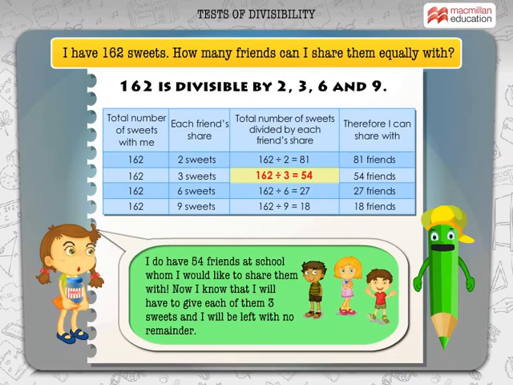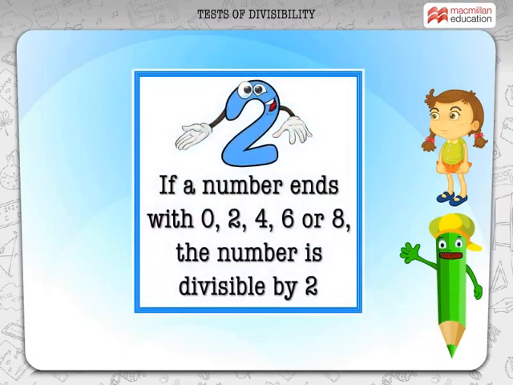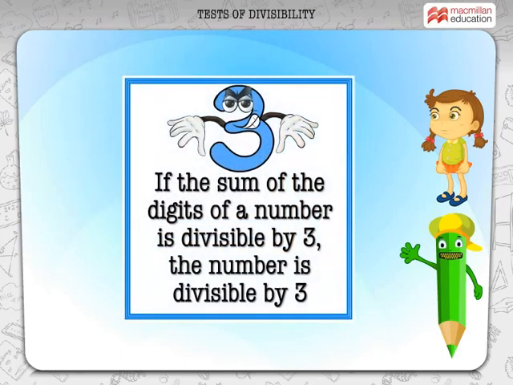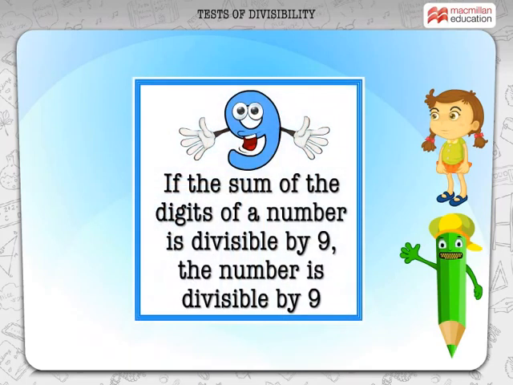I wish I could divide as quickly as you. Well, let me share some divisibility tricks with you. If a number ends with 0, 2, 4, 6 or 8, the number is divisible by 2. If the sum of the digits of a number is divisible by 3, the number is divisible by 3. If a number is divisible by both 2 and 3, the number is divisible by 6. If the sum of the digits of a number is divisible by 9, the number is divisible by 9.